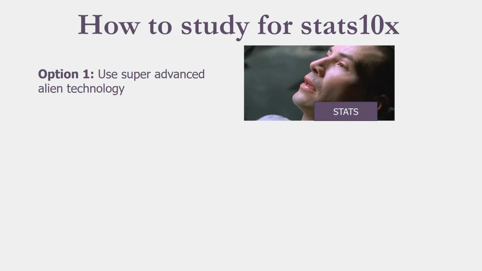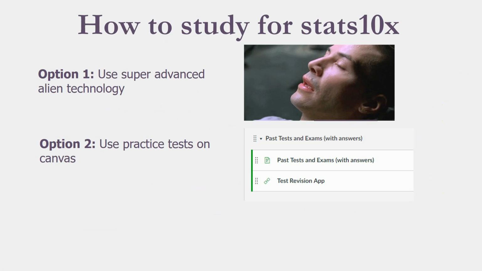But I think that it's important as well to be prepared. You don't want to be spending heaps of time going back and looking things up. So obviously, if you had access to super advanced alien technology, you could just download Stats 100X into your brain. For the rest of us, the best resource is using the past tests that are on Canvas.